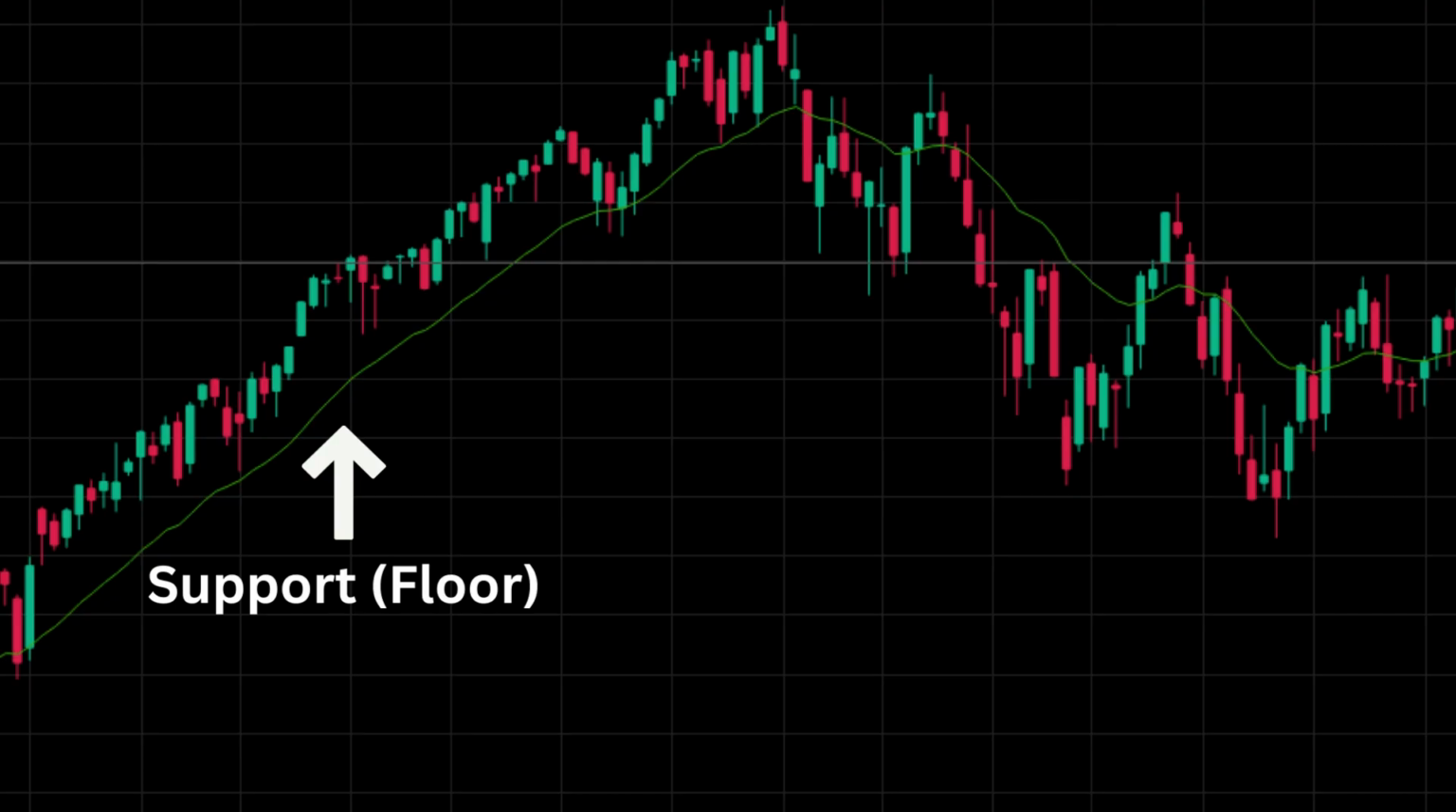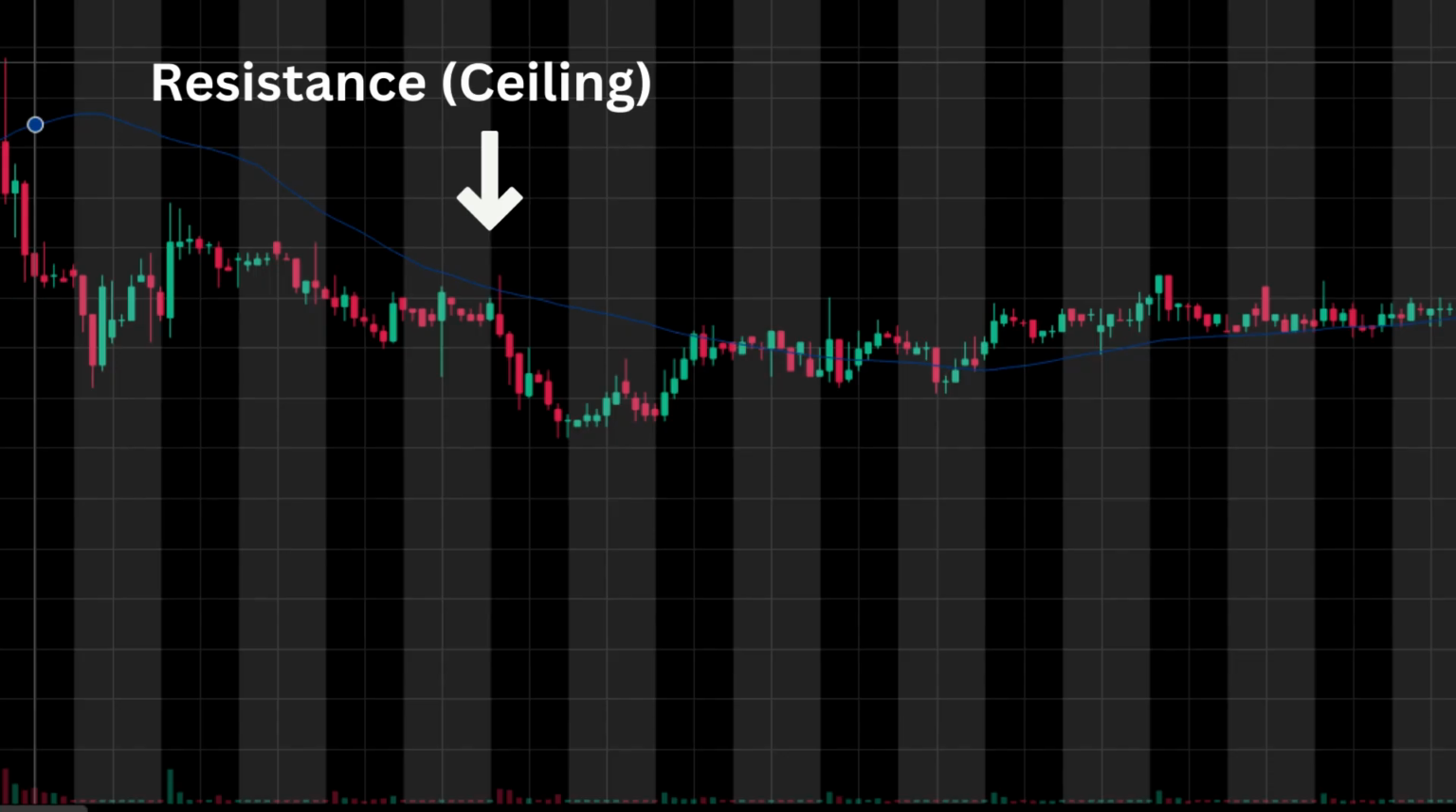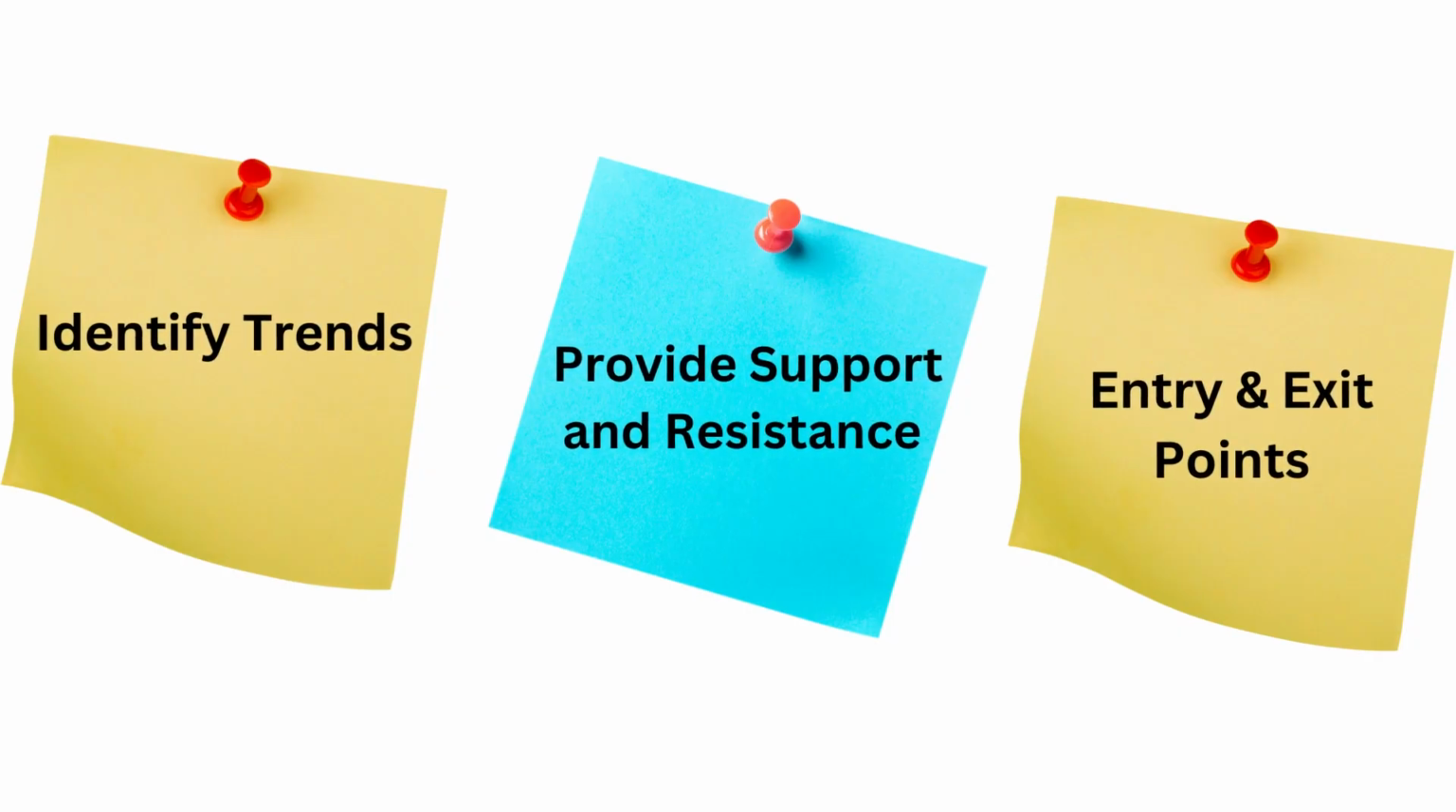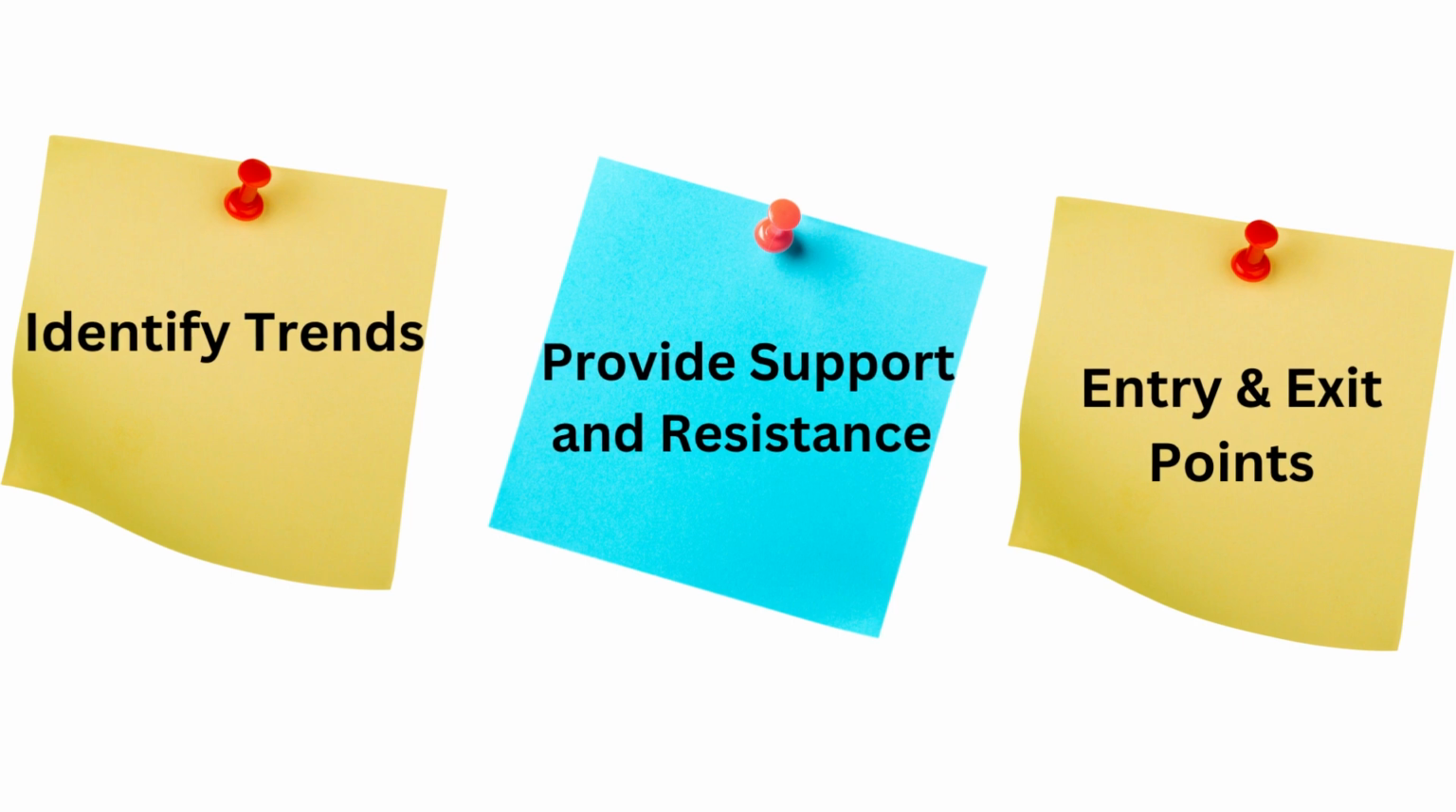So, if a stock is trading above its moving average, the moving average can act as a support level, providing a floor for the stock's price. On the other hand, if a stock is trading below its moving average, the moving average can act as a resistance level, providing a ceiling for the stock's price. In conclusion, moving averages are a simple yet powerful tool that can help you identify trends, provide support and resistance levels, and help to narrow down entry and exit points for buying and selling.